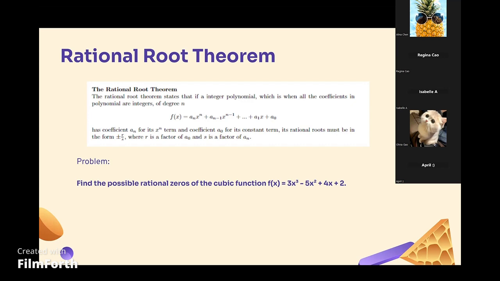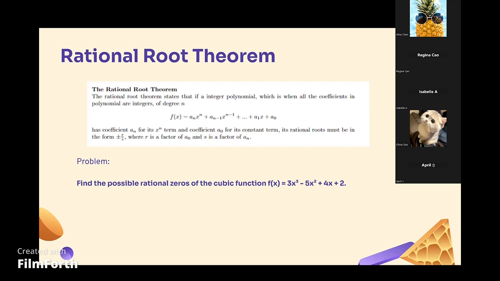Then what is the value of an? It's the coefficient of the highest degree in our polynomial. It should be 3, because 3 is the coefficient of the highest power we have, and that is basically our an. So the factors of 3 should be 3 and 1. Let's pair them up. We want to pair one factor of A0 with one factor of AN.